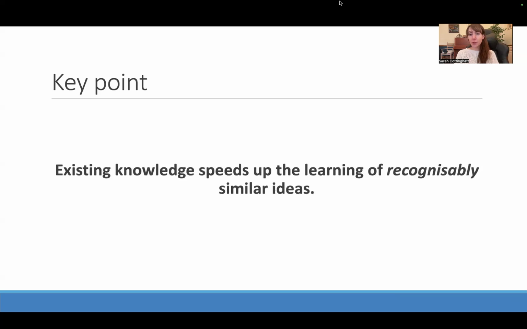So I've put a stress on the word recognisably similar ideas. The reason I've put stress on that word is because the student has to recognise the similarity. It's happening in students' minds. Just because we recognise the similarity as teachers, just because we make the explicit links, doesn't mean that they have made them. And that's why we couple this explanation that explicitly links with the meaningful processing tasks.